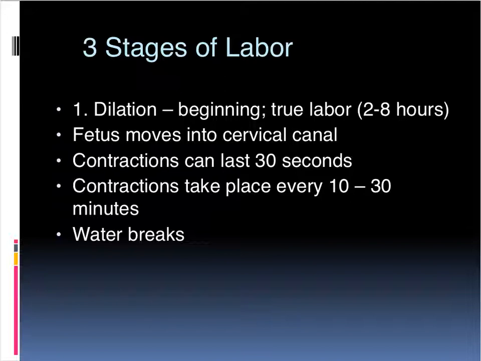Now let's begin the 3 stages of labor. First, we have dilation. That's the beginning of true labor. It can last 2 to 8 hours. The fetus moves into the cervical canal. Contractions can last 30 seconds. Contractions can take place every 10 to 30 minutes, and then the water usually breaks.